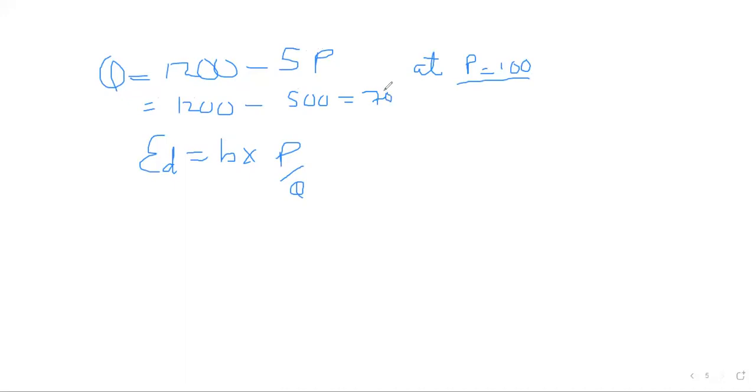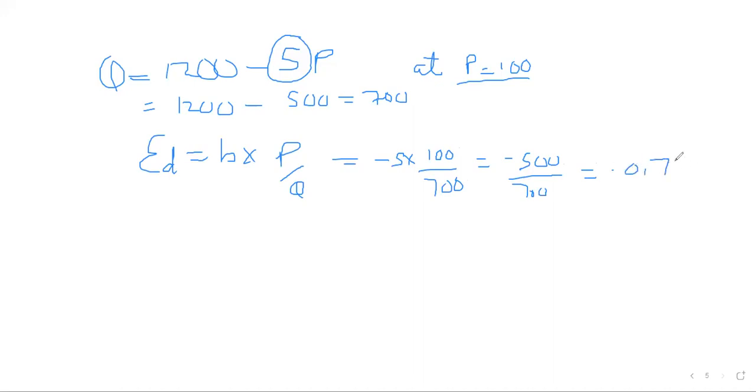Then you substitute the figures where there's B. The B is simply the slope, the number that comes before the P. So -5. And our price is 100 and the quantity is 700. So when you divide that, you get -500 divided by 700, which gives us negative 0.7, or 0.712, somewhere there. So whenever your elasticity is less than one in absolute value, we call that inelastic demand.